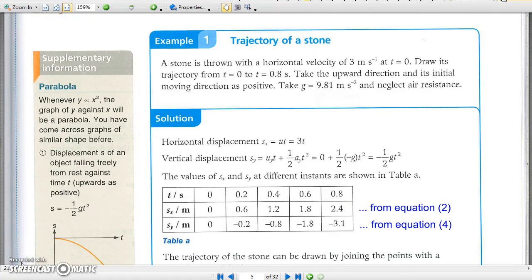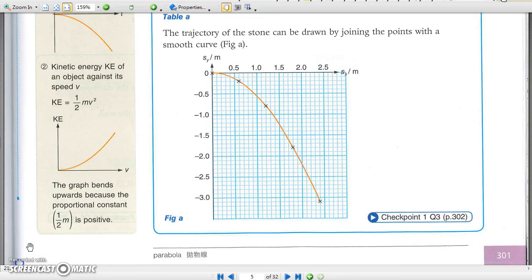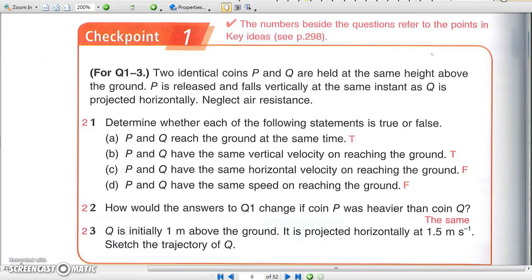Example 1 asks you questions about the trajectory. It applies the equation 2 and 4 to calculate the horizontal and vertical displacement of a horizontally projected motion. And then we plot a graph to see how its horizontal displacement and vertical displacement are related. And the graph is the trajectory. It's also the shape of the path of the motion. And now please do check point 1.